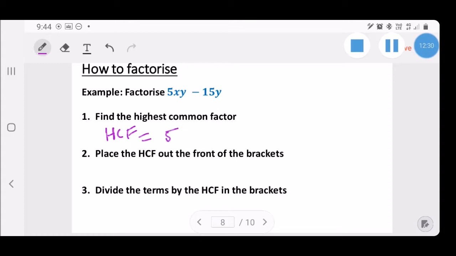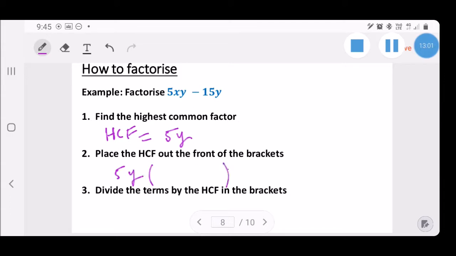What about x, y, and y? Well, both of those terms do not have an x in common, but they do have a y in common, so 5y. Now here's what you do. You put, oh actually I better do it in the order that they're asking me to. I was getting ahead of myself and I was just going to finish the problem. Okay, step 2. Place the HCF out the front of the brackets. Okay.